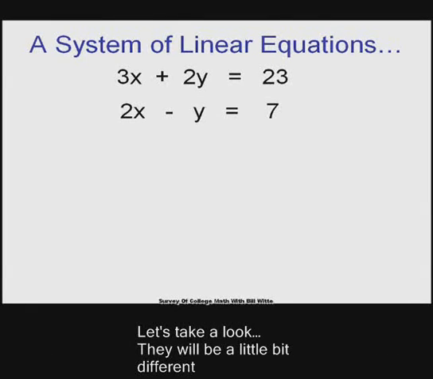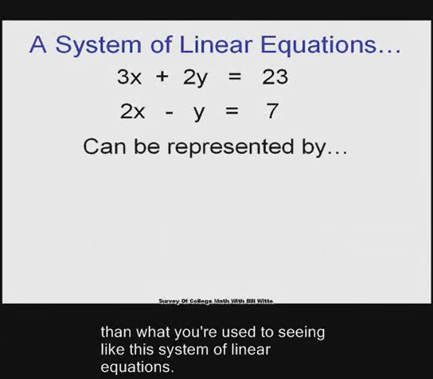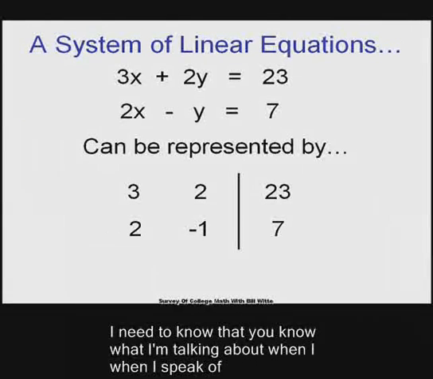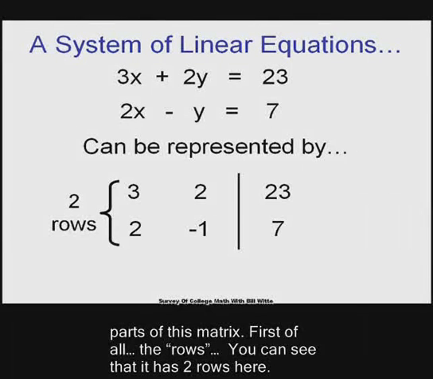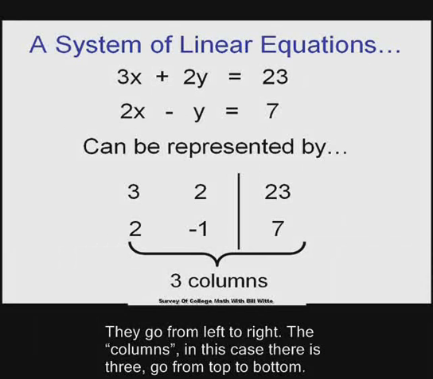They're going to be a little bit different than what you're used to seeing, like this system of linear equations. Well, we can represent that system using this matrix. Now we're going to have special names, and I want you to know what I'm talking about when I speak of parts of this matrix. First of all, the rows. You can see that it has 2 rows. Rows go from left to right. The columns, in this case there's 3, go from top to bottom.